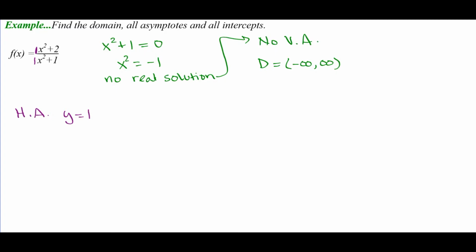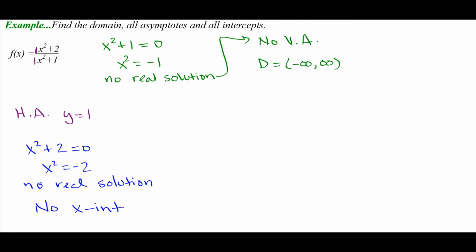We do, however, want to be able to talk about the intercepts. Remember, to find the x-intercept, we're going to set the numerator equal to 0 and solve. So I have x squared plus 2 equals 0. Solving this, we're going to get x squared equals -2. Again, that's going to give me no real solution, so that tells me no x-intercepts. And then finally, to find the y-intercept, we are going to evaluate f of 0. So we're going to plug 0 in for x. We get 0 squared plus 2 over 0 squared plus 1, which is going to give me 2. So my y-intercept is the point (0, 2).